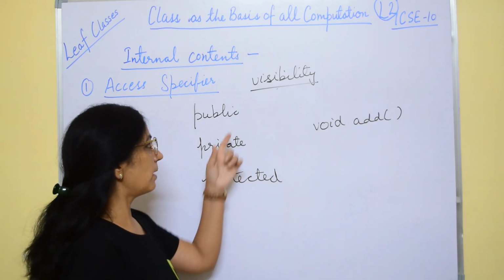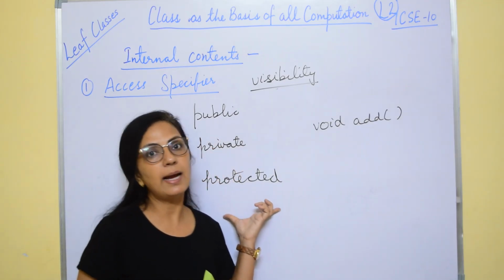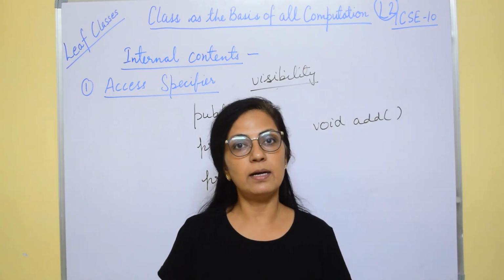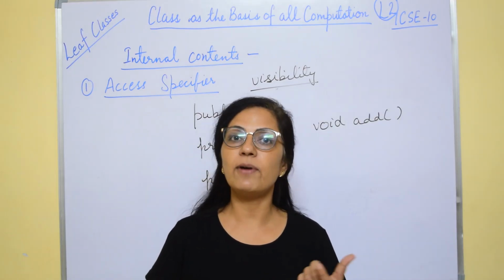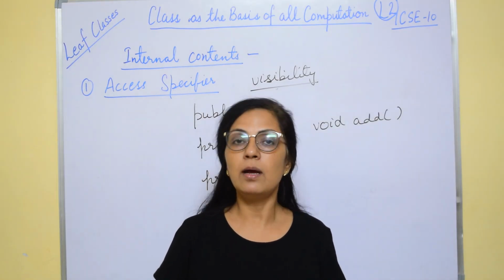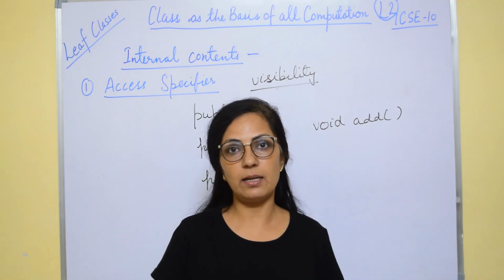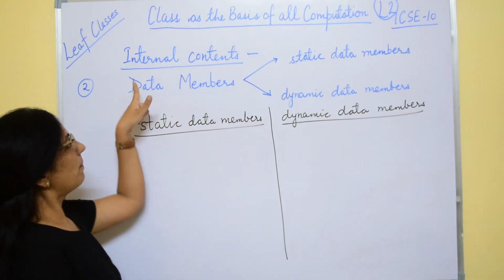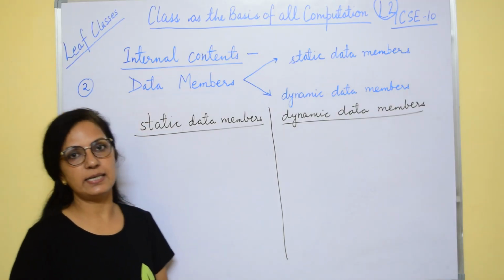Only the thing which can be asked is name 3 kinds of access specifier, or specify the usage of the access specifier, public or private or protected. Only this much is there in your syllabus, so we are not going to go into detail. The next component of internal content is data members.